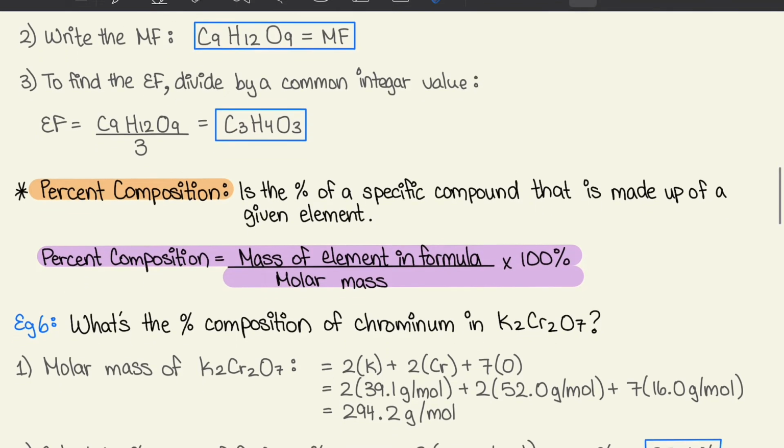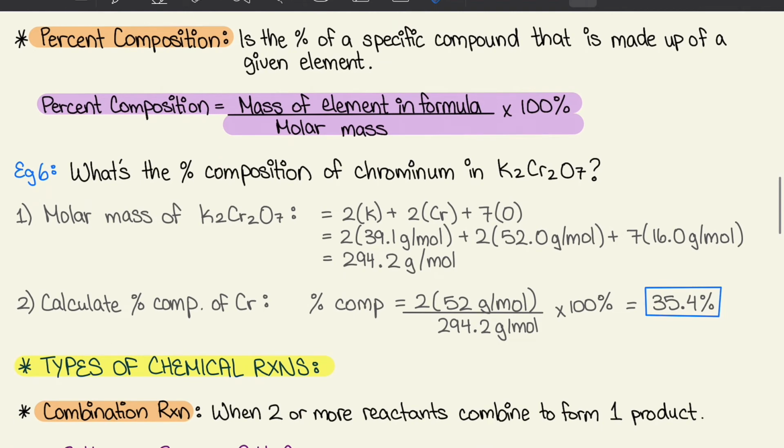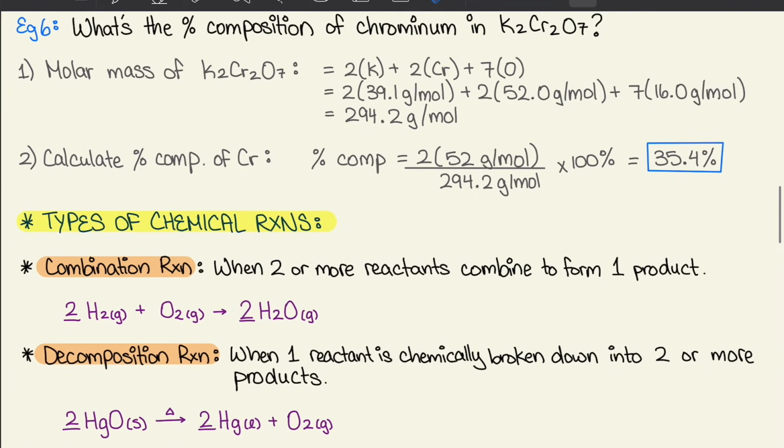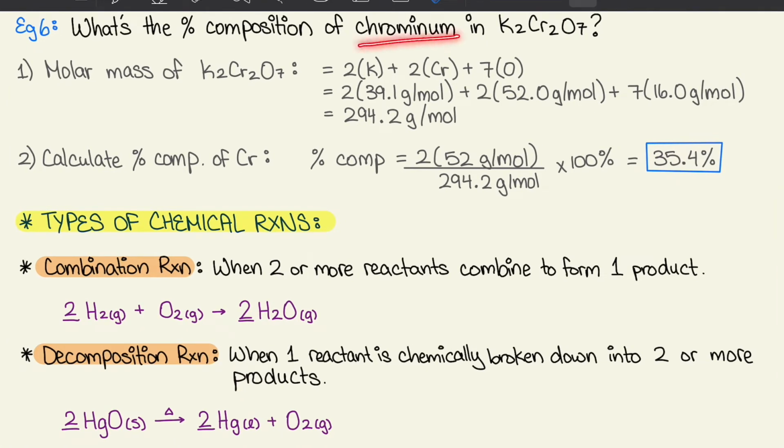Moving on to percent composition, which is the percent of a specific compound that is made up of a given element. So the equation that the textbook gives us is percent composition is equal to the mass of the element in a formula over the molar mass times 100%. So an example that I have here is, what's the percent composition of chromium in K2Cr2O7? And we have to look for chromium, so that would be the Cr.